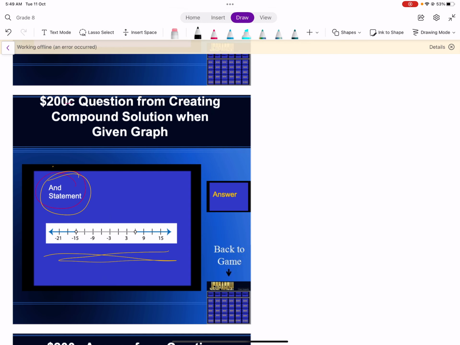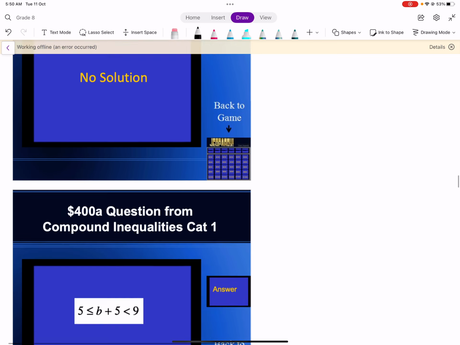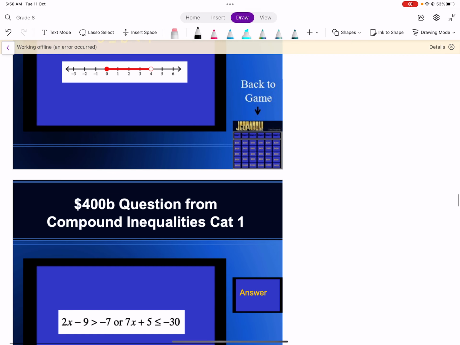So since it doesn't overlap, that means that this answer is no solution, because it is an and statement and our graph does not overlap at all. So since there's no overlapping, that means that there's no number that is shared between both graphs. So there's nothing that satisfies both of them at the same time, which is what our and statement needs to do. All right, let's go ahead and move on to the next one, 400C.